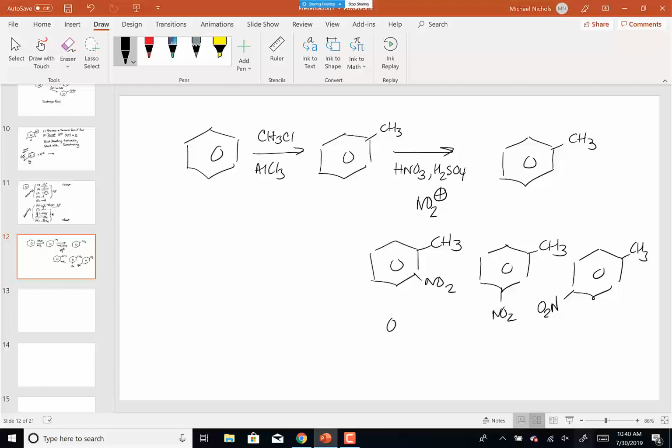I saw ortho, meta, and para products. And you guys got them all. Collectively, you gave me all the possible answers. Now you might say, okay, so putting the nitro group ortho, I could also put the nitro group here and end up with the same product. Meta, I could also put the nitro group there and have the same product, and there's only one para product.